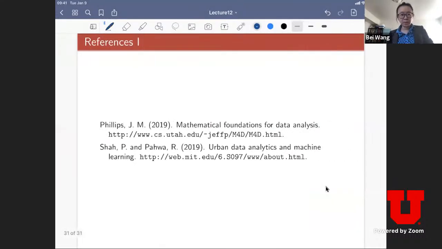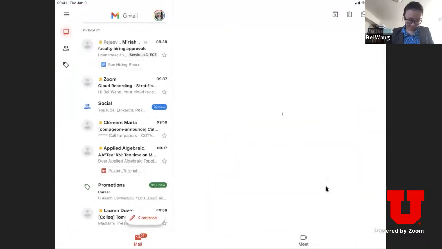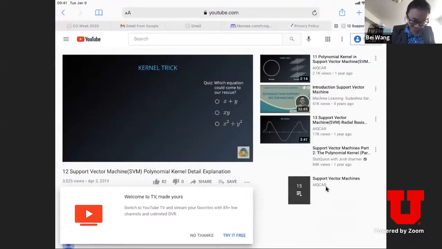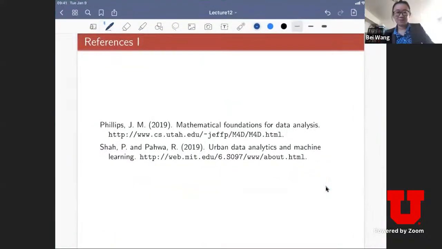That was not an easy quiz. To show you the answer, we're going to calculate all these three equations, x plus y, x times y, and x squared plus y squared, at each one of them.